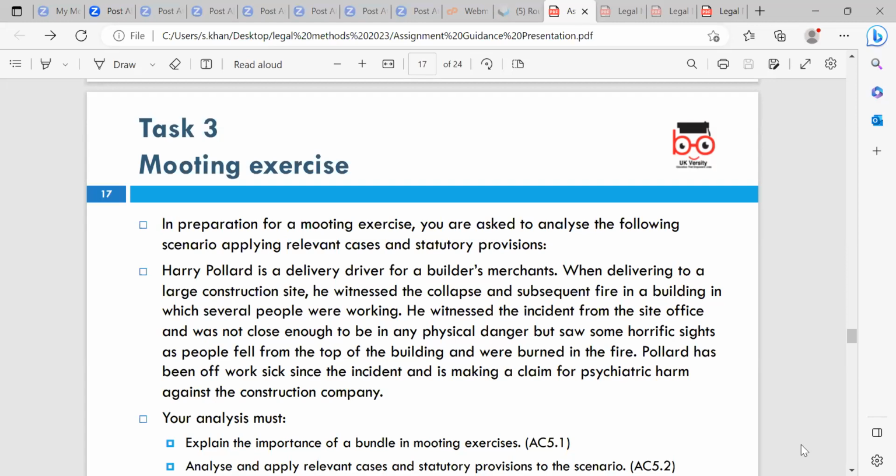In preparation for a mooting exercise, you are asked to analyse the following scenario, applying relevant cases and statutory provisions. Harry Pollard is a delivery driver for a builder's merchants. When delivering to a large construction site, he witnessed the collapse and subsequent fire in a building in which several people were working. He witnessed the incident from the site office and was not close enough to be in any physical danger, but saw some horrific sights as people fell from the top of the building and were burnt in the fire. Pollard has been off work since the incident and is making a claim for psychiatric harm against the construction company.